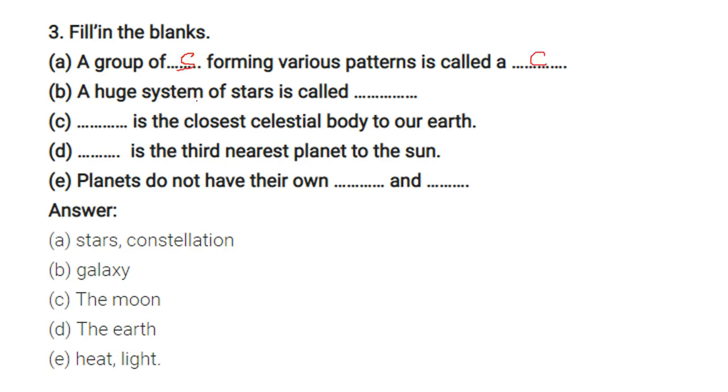A huge system of stars is called galaxy. Dash is the closest celestial body to our Earth, and this is Moon. Dash is the third nearest planet to the Earth, and this is our Earth. Planets don't have their own heat, they don't have light, while the stars do have it.